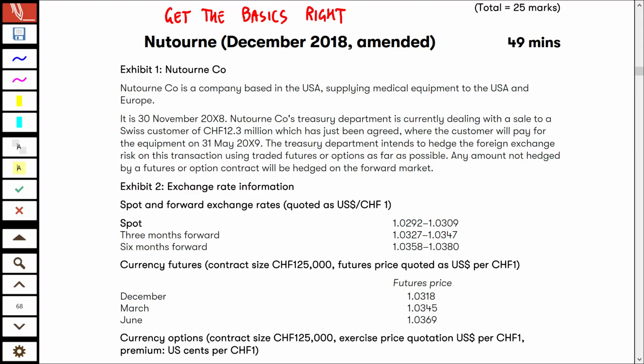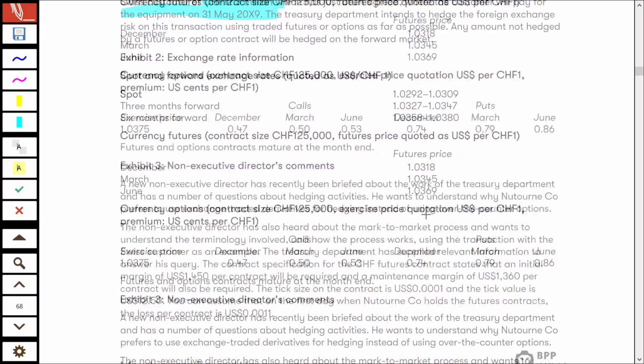So the scenario in this question is reasonably straightforward. We are at the 30th of November, and in 6 months' time we're expecting a receipt in Swiss francs, and we are an American company. Okay, and then we've got some details on forwards, futures and options.